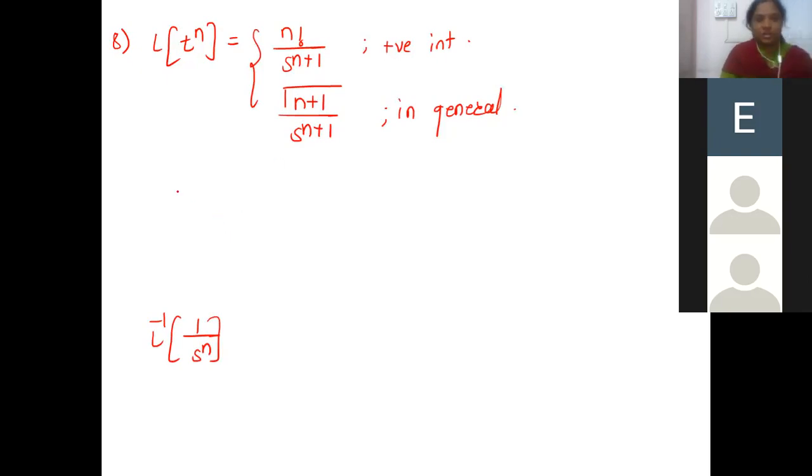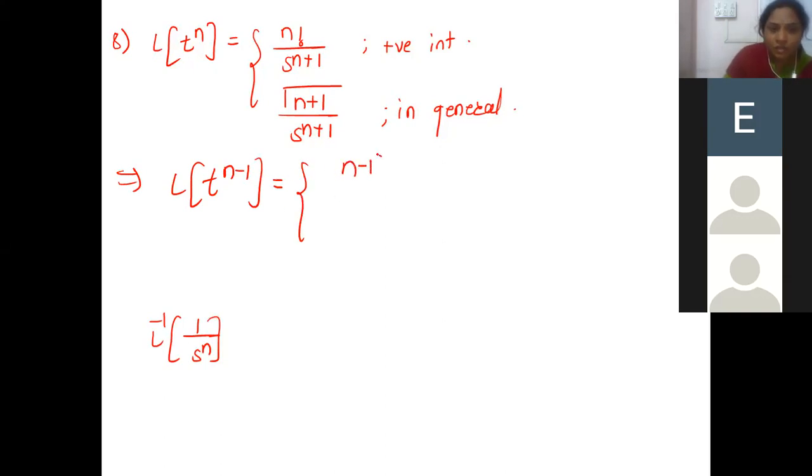पण मला तर s raised to n हवाय. मग काय करूया? सगळ्या n ला n minus 1 ने रिप्लेस करूया. Replace all n by n minus 1. So n minus 1 plus 1 निघून जाईल आणि n राहील फक्त. Right? So what will be this formula? Laplace of t raised to n minus 1, n is now n minus 1. n minus 1 factorial upon s raised to n minus 1 plus 1, what is that? s raised to n, if n is a positive integer.